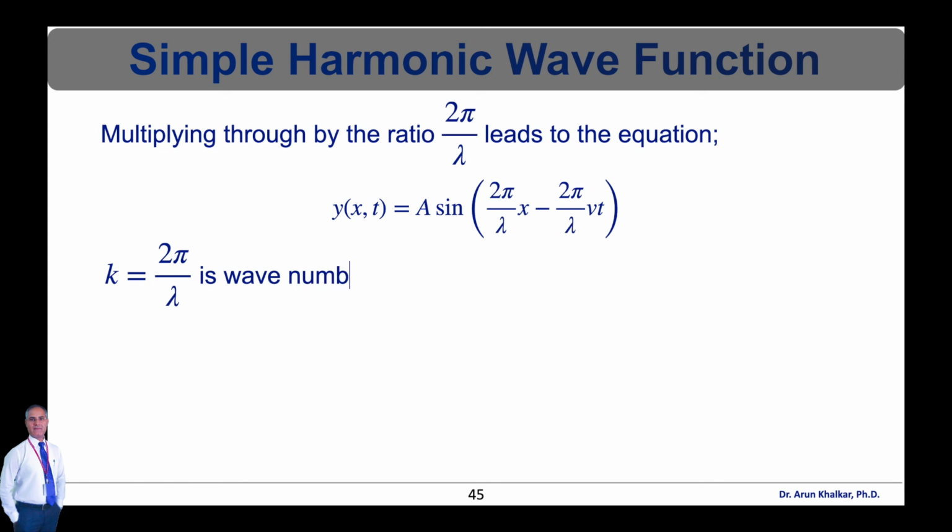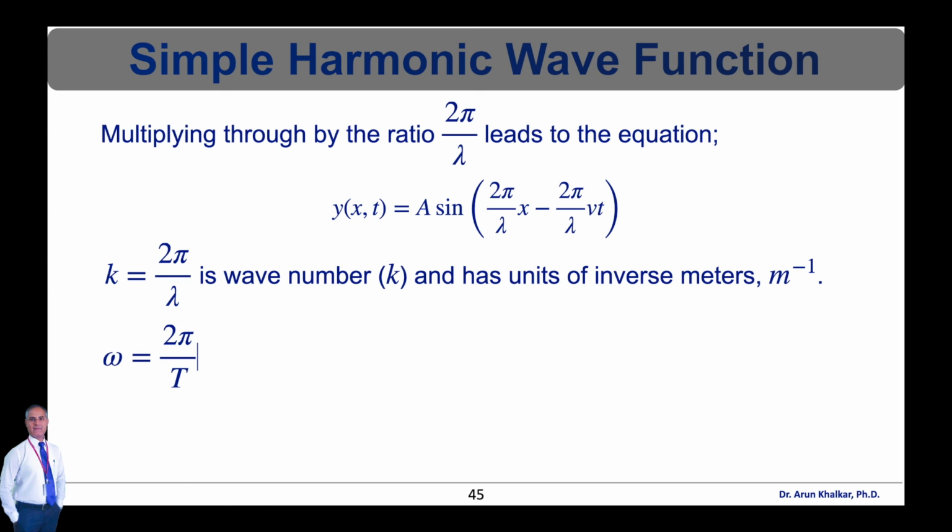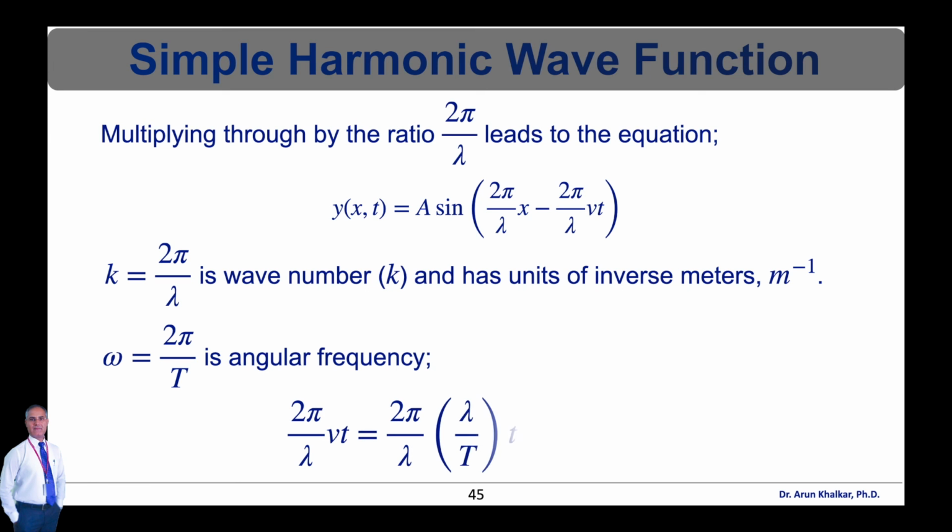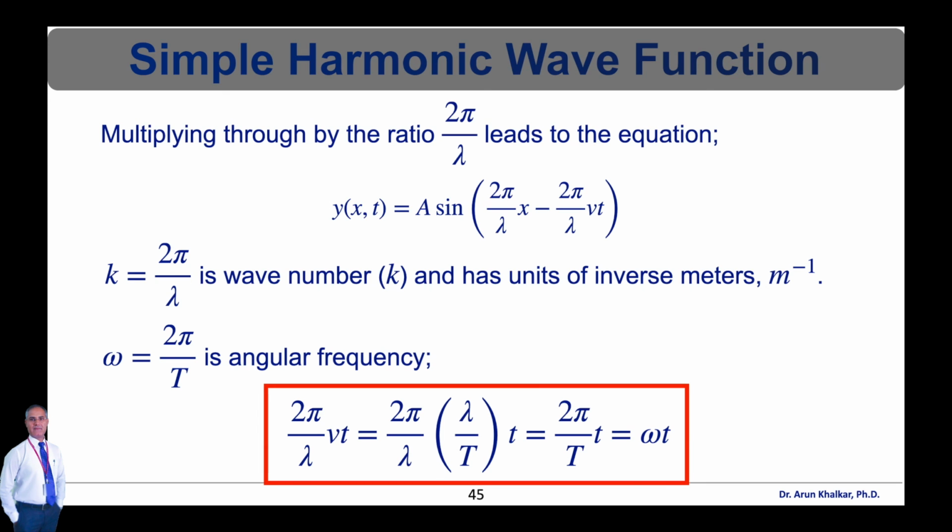The value 2 pi by lambda is defined as the wave number. The symbol for the wave number is a small k and has units of inverse meters. The angular frequency is defined as omega equal to 2 pi upon T. The second term of the wave function becomes 2 pi upon lambda into vt, which is equal to 2 pi upon lambda into lambda upon T into small t. That is equal to 2 pi upon capital T into small t, which is equal to omega t.